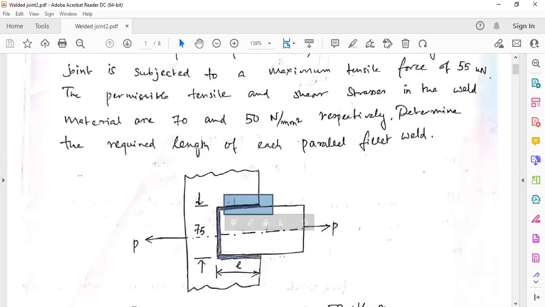Now we will see what should be the minimum length of this parallel fillet weld, both sides, either of them, so that it can take this load of 55 kilonewton. So 55 kilonewton will be the load here, so that it can withstand it. The highest amount of tensile stress of the welding material can be 70 newton per millimeter square, and the highest amount of shear stress can be 50 newton per millimeter square for the weld respectively.